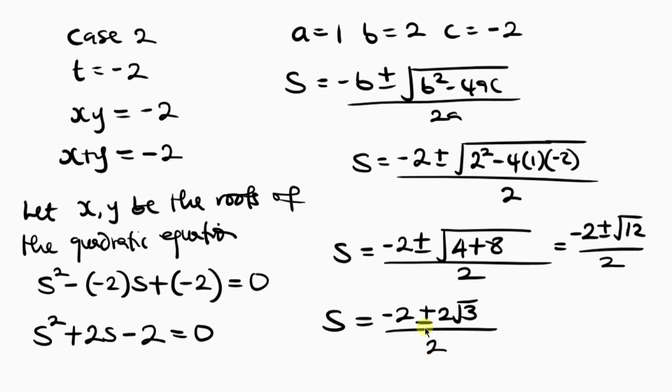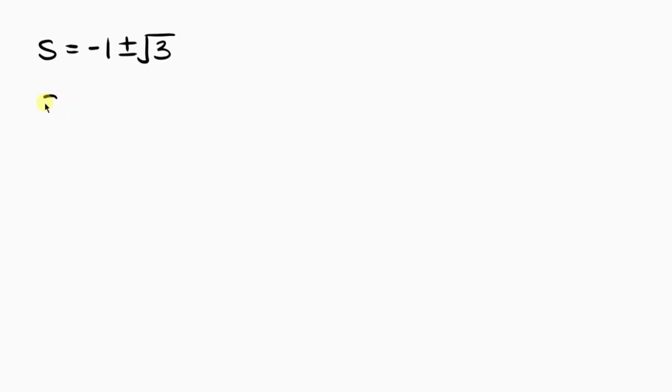And if we have to simplify further, we're going to see that we have negative 2 divided by 2 is going to give you negative 1 plus or minus. 2 divided by 2 is going to be 1. 1 times root 3 is root 3. So now I have two values of s here, which I'm going to be separating. So let's go there. All right, so s is going to be equal to negative 1 plus root 3, or s is going to be negative 1 minus root 3.